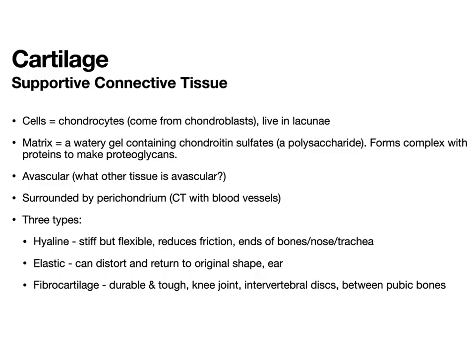Then we have our elastic cartilage, which can distort and return to its original shape. A good example of elastic cartilage is our ear, because you can bend that ear down and it pops right back up and goes right back to its normal shape.